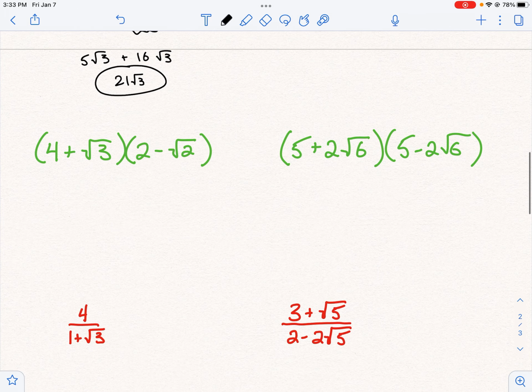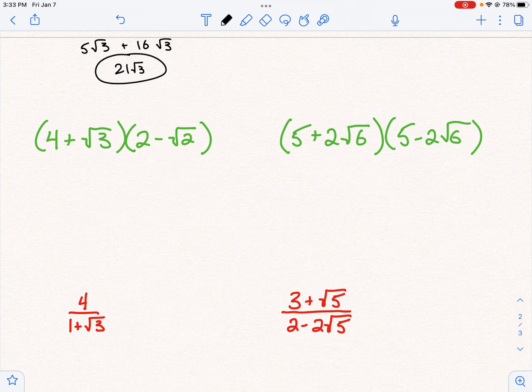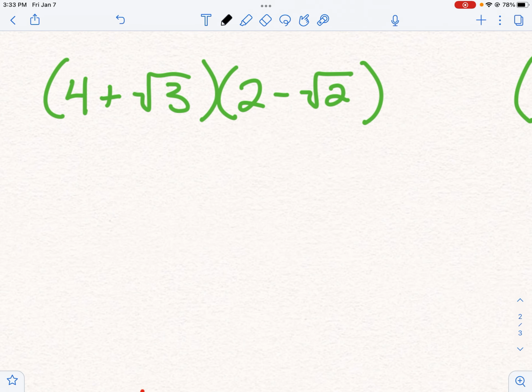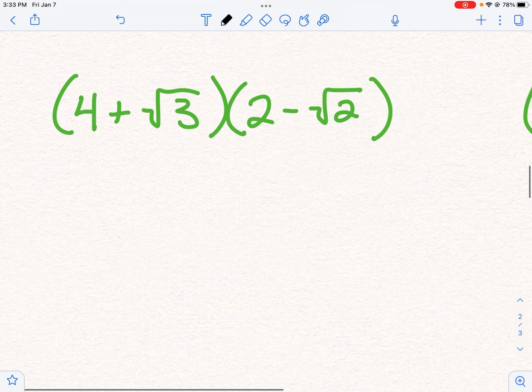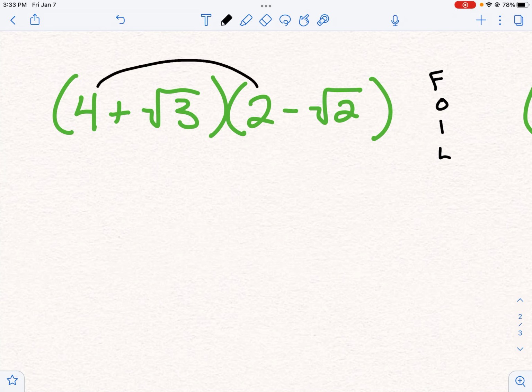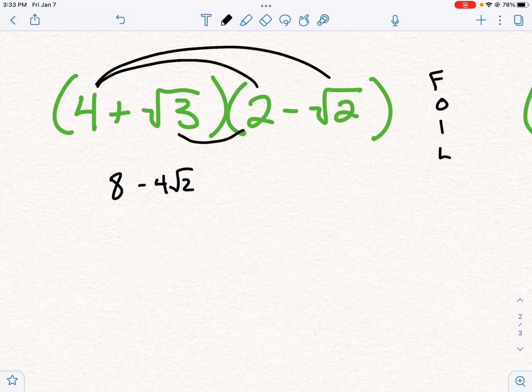All right, now let's go to multiply and divide. Now, most of the time when we're multiplying and dividing these things, you may see something like 2 binomials being multiplied together. And the truth is, if your teacher ever taught you the FOIL technique way back in Algebra 1, that's really all you're doing here. 4 times 2 is 8. 4 times negative square root of 2 is -4 square roots of 2. The square root of 3 times 2 is 2 square roots of 3.